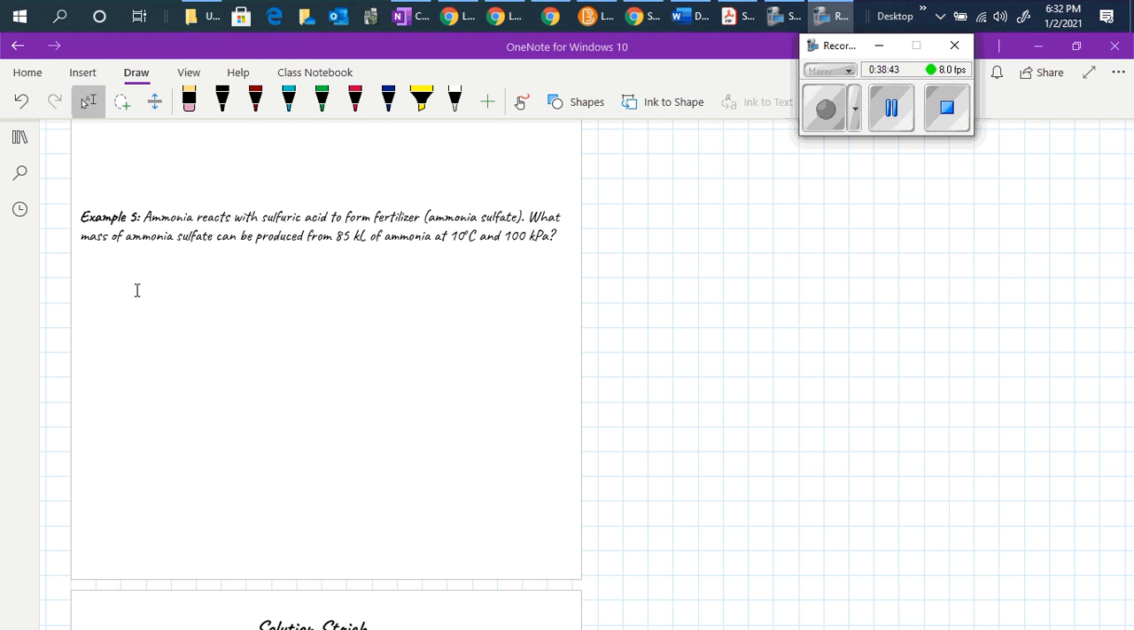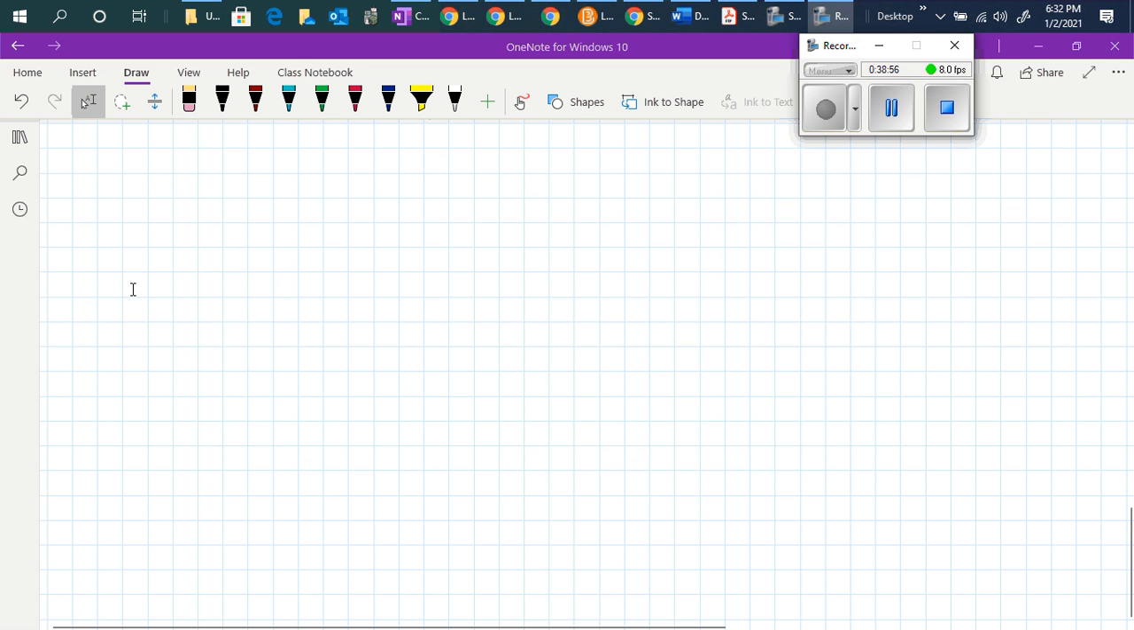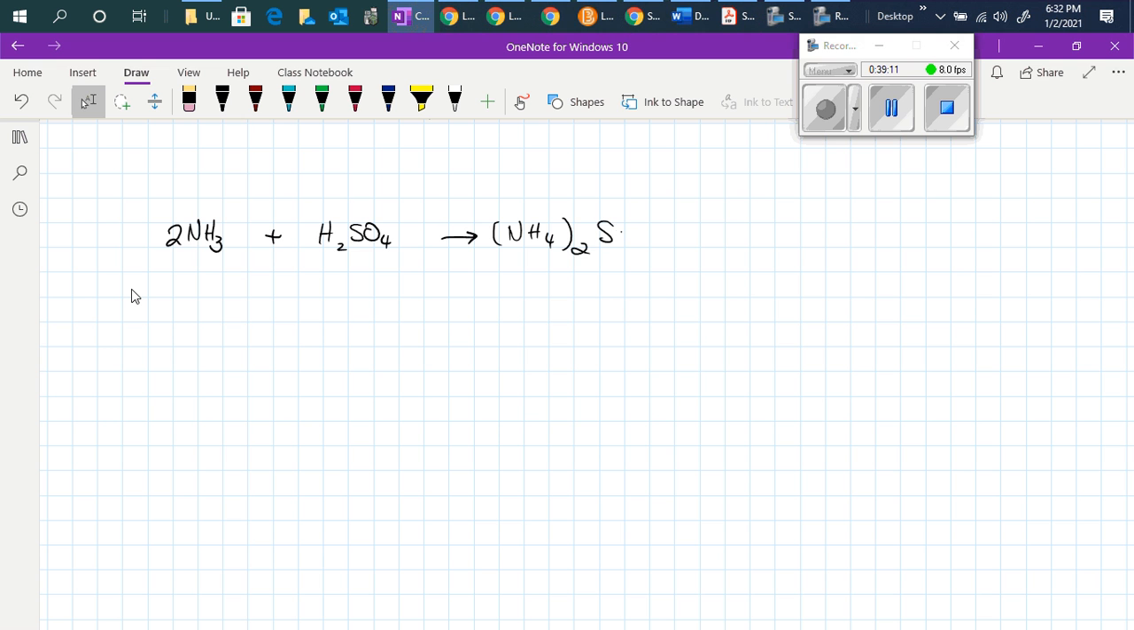So we will start with the reaction, but I will do it on another page since there is a lot of work. So we'll start with the balanced reaction. We have ammonia, so 2NH3 plus sulfuric acid will produce (NH4)2SO4. This is the fertilizer. The type of reaction that we are dealing with here is formation.